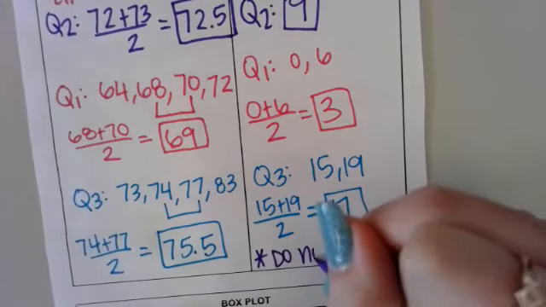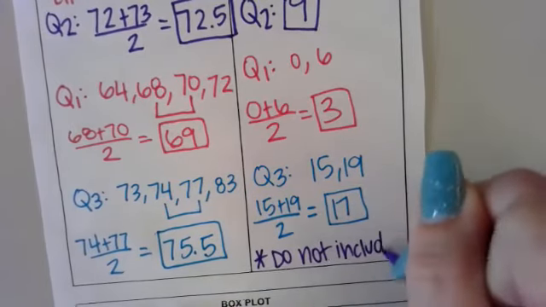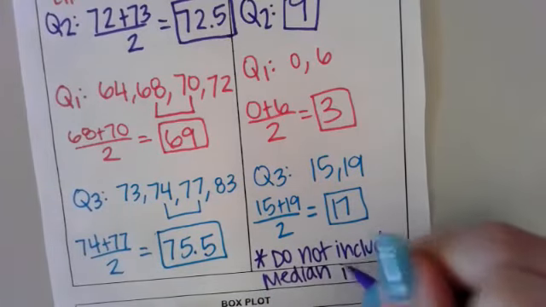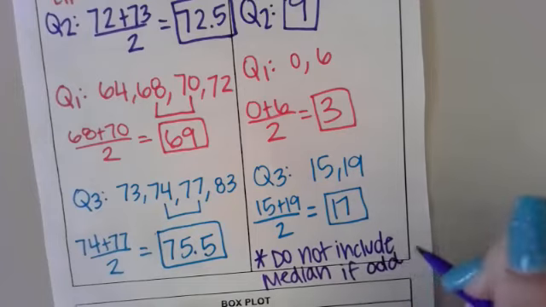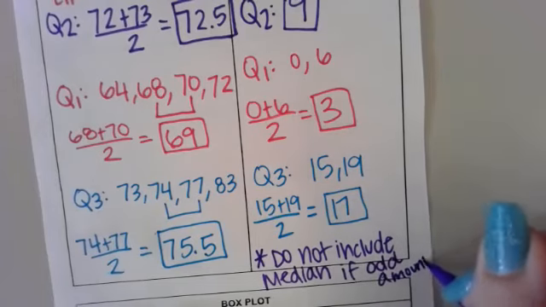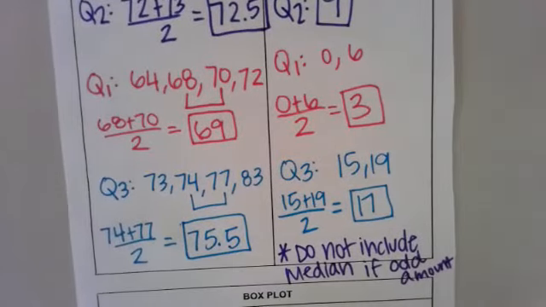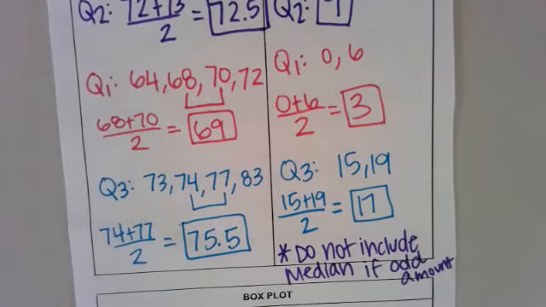This is where I just want to make a note. Do not include median, and you can put if odd amount. And when I mean odd amount of numbers in the data set, you do not have to include the median if there's an odd amount in the data set.